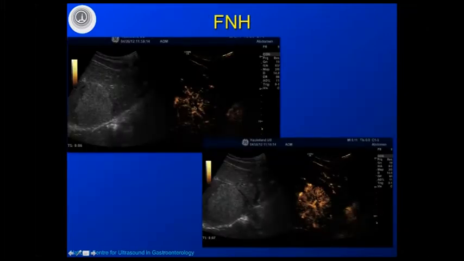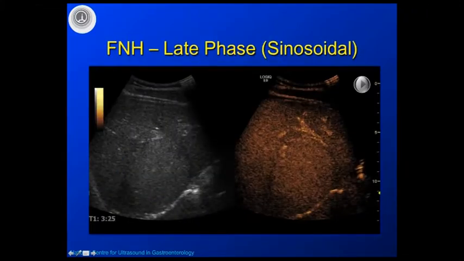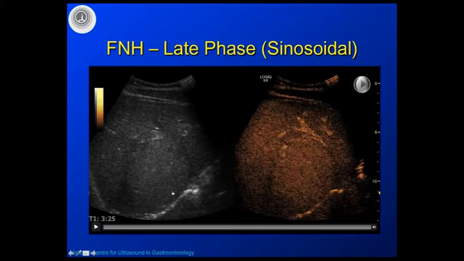And you can also see the typical scar in this case, and the changes happen very rapidly; you need only a few seconds to see the complete filling of the tumor. And this is the late phase, the sinusoidal phase, just to demonstrate that the lesion is not washing out.